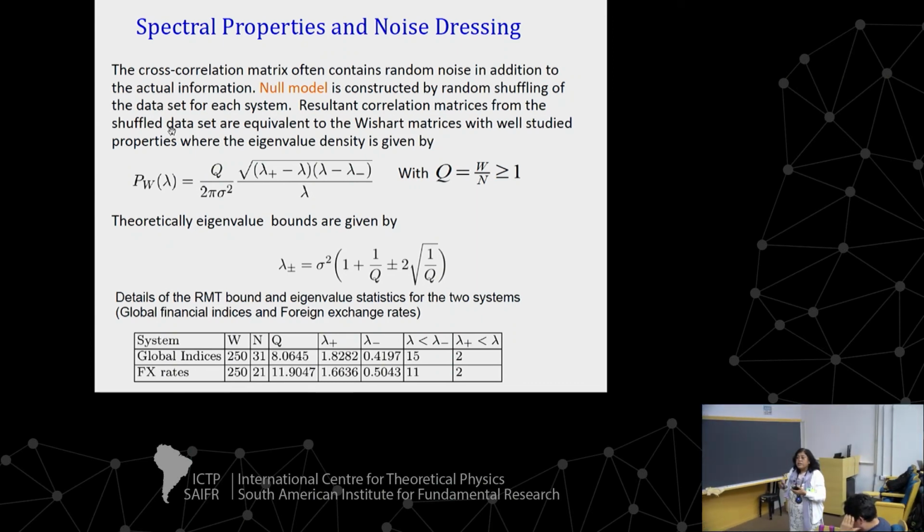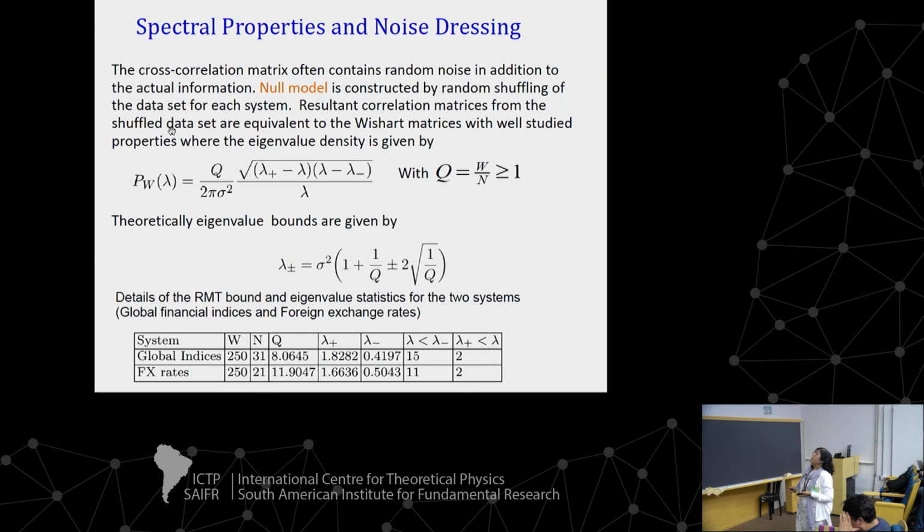Corresponding to the correlation matrix, you can construct a null model, which is formed by shuffling the columns and the rows of the correlation matrix. And that turns out to be random Wishart matrices, whose properties are very well studied, and are given by this distribution, which is the Marchenko-Pastur distribution, okay, where lambda plus and minus are the extreme eigenvalues of these Wishart matrices, which is the randomized version of the correlation matrices that we started off with.